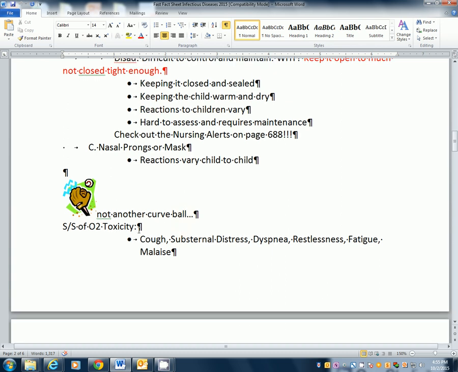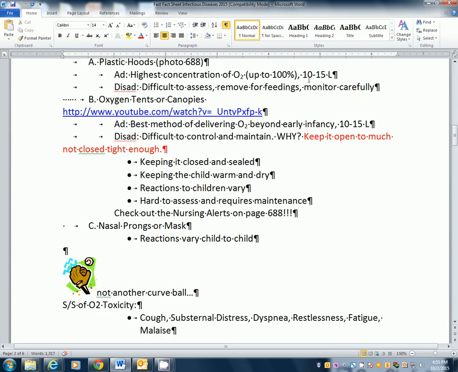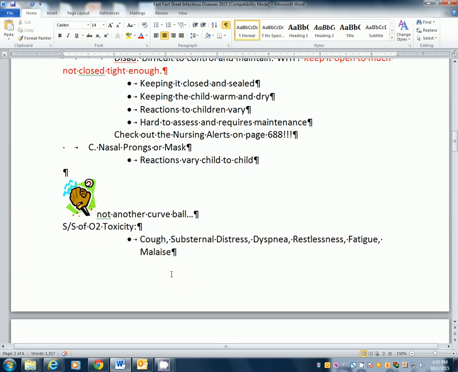Another curveball that's thrown in there is the signs and symptoms of oxygen toxicity, because when you've got something going at 10 to 15 liters, it is easy to get too much oxygen. Now, unfortunately, the major signs and symptoms of oxygen toxicity are cough, substernal distress, shortness of breath, restlessness, fatigue, and malaise. Now, if you look at these, a lot of these things are things that brought them into the hospital anyways. So with that said, sometimes it's easy to get these confused because the earliest sign and symptom is actually cough.